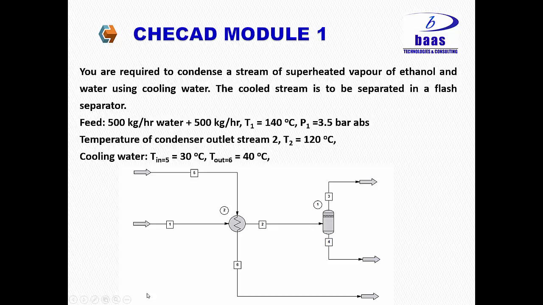This is what we are going to build in Chemcad. Once we have built this, we will specify the components, which are water and ethanol, and then we will continue to specify the streams, such as the feed stream, for which we know the composition, the temperature, the pressure and the flow rate. Then we specify the other streams here. You know the temperature of stream 2 is 120 degrees Celsius, and you know the temperature of stream 4 and stream 5.